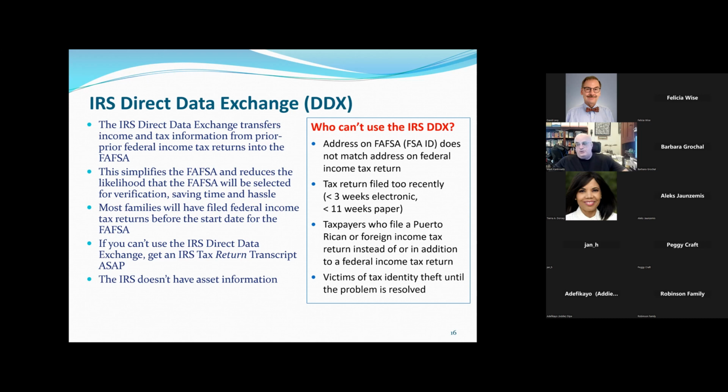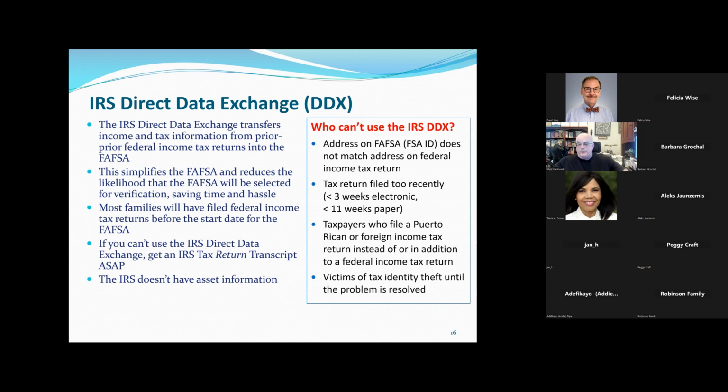Now, if you do not use the IRS Direct Data Exchange and your FAFSA is selected for verification, you may be required to provide an IRS tax return transcript. That's different than an IRS tax account transcript. If you are unable to use the IRS Direct Data Exchange, it is a good idea to request a tax return transcript now so that you have it on hand in case it is needed.